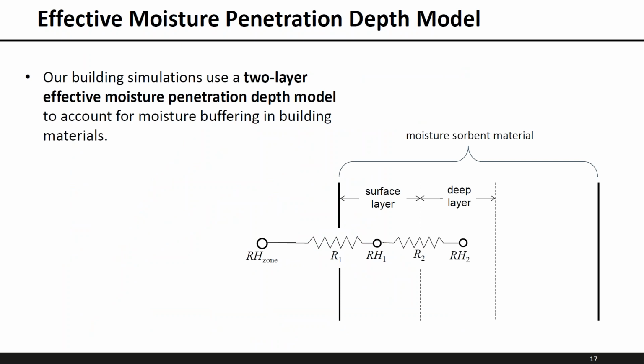In parallel, we were developing a model, and as John mentioned earlier, it's called the EMPD model, or effective moisture penetration depth model. It's a 2-layer model. We have a surface layer that accounts for short-term buffering or high-frequency moisture loads, and a deep layer that accounts for longer term, on the order of a week or a few weeks, pretty much changes in the weather.